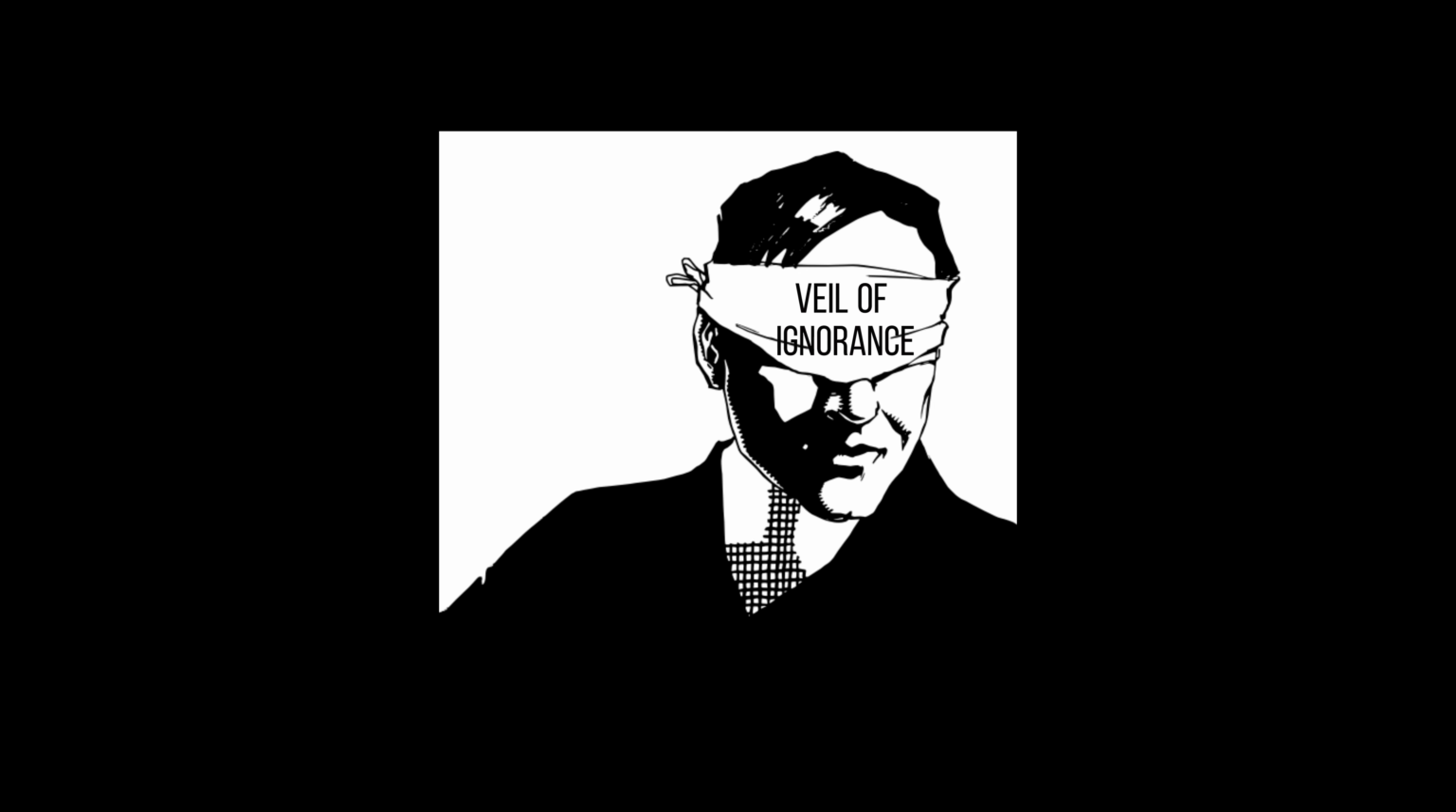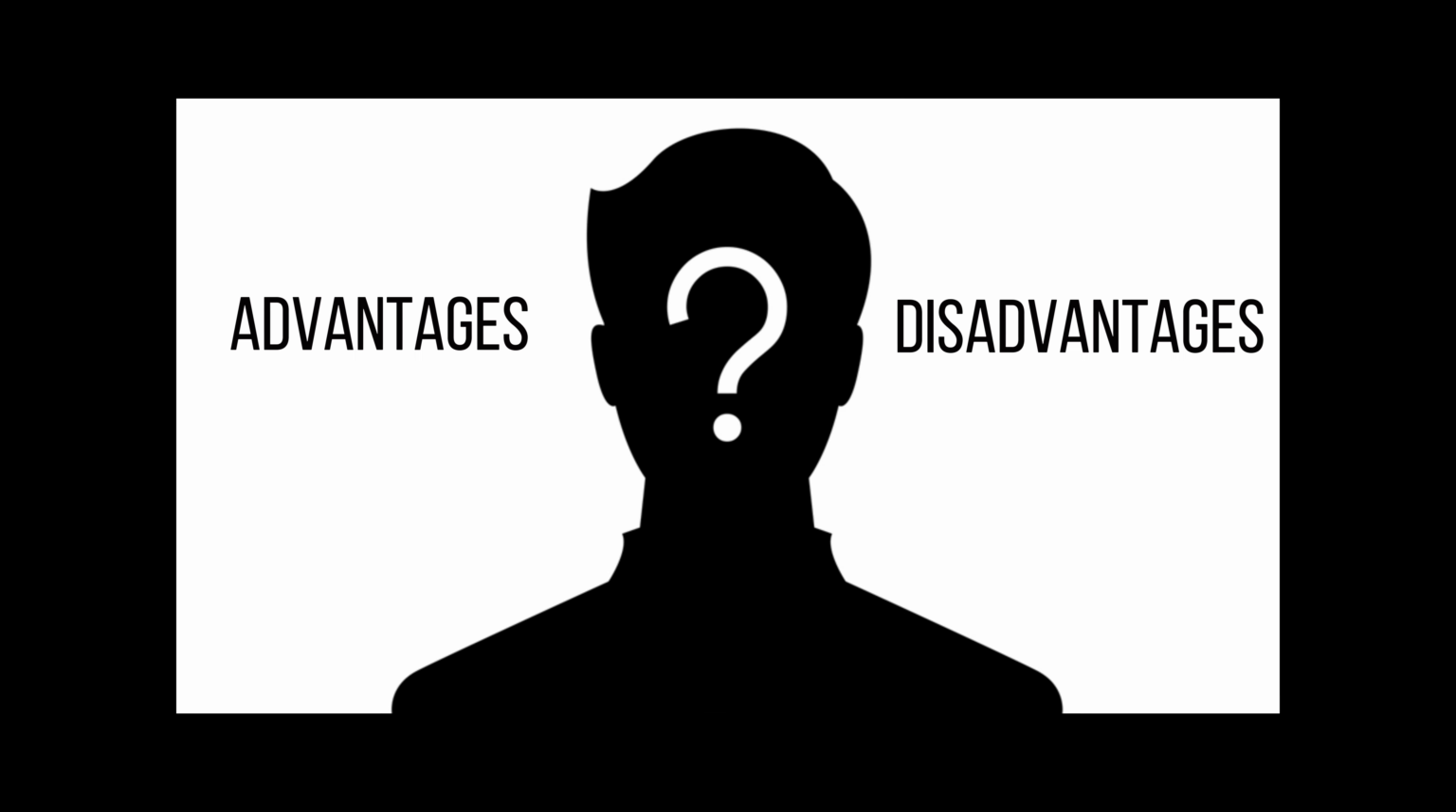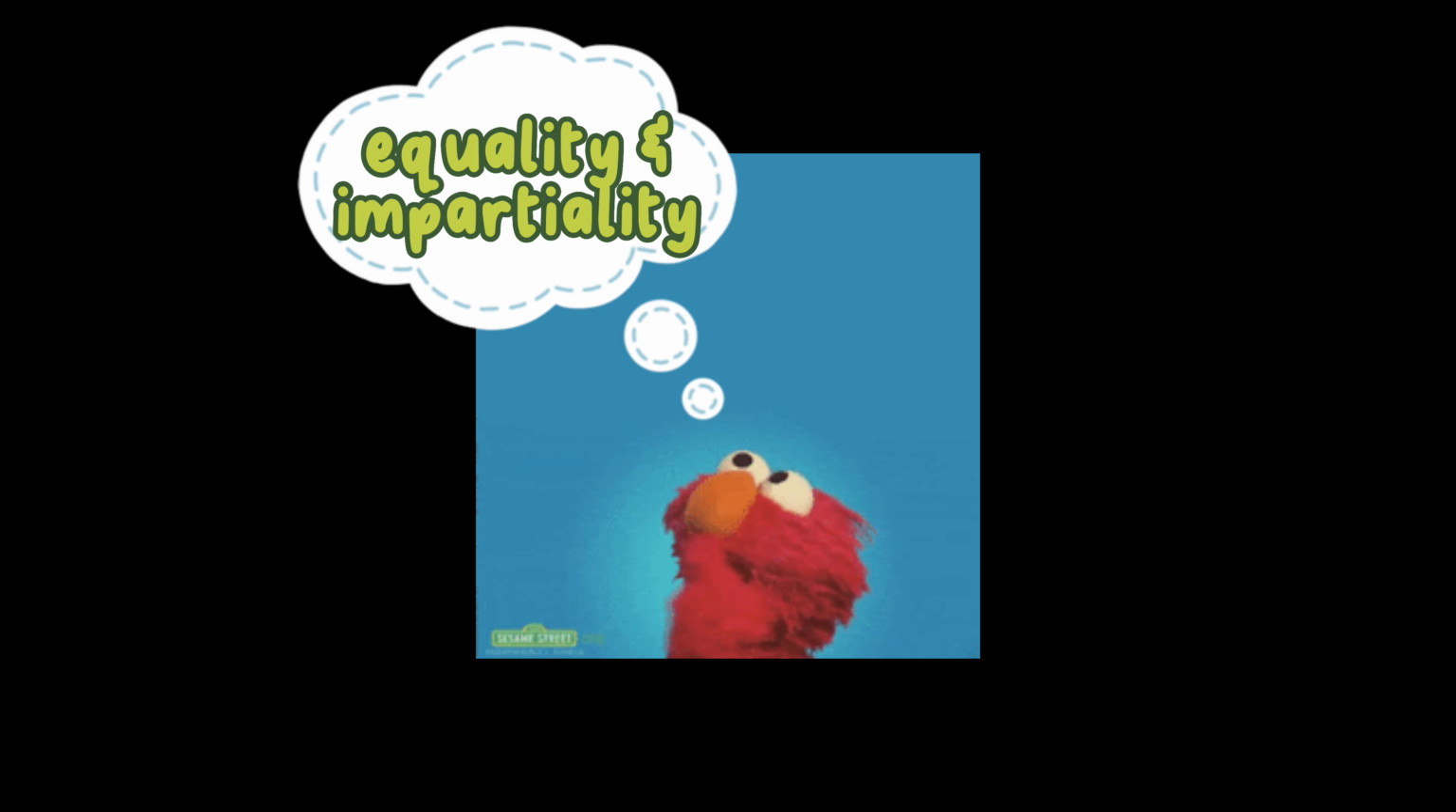Basically, you have to think of how you would structure a society, knowing you will be part of it, but not knowing anything about yourself individually or where you will be within that society. The purpose of the veil of ignorance is to ensure fairness and impartiality in the decision-making process. By not knowing their own position in a society or the advantages or disadvantages they might have, individuals are compelled to adopt a position of equality and impartiality.